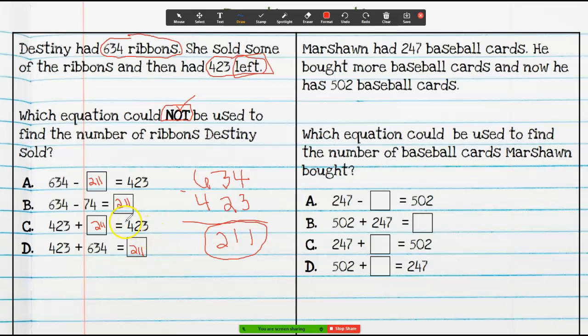So, and this should say, I'm sorry guys, that's a typo. That should say 634. Okay, so 634 minus 211 equals 423. That does make sense, okay? 634 minus 74 equals 211. 423 plus 211 equals 634. 423 plus 634 equals 211. So we know here that we're not going to be adding anything.